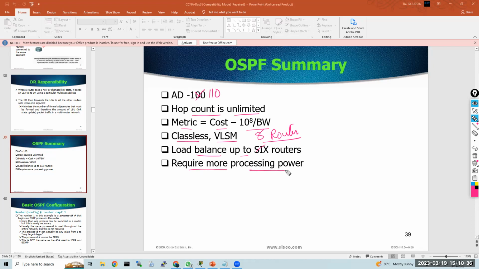OSPF requires more processing power. When you purchase a router for your organization, make sure the router is high speed, especially the microprocessor, and the RAM should be high end, because OSPF consumes more hardware resources. Remember that.